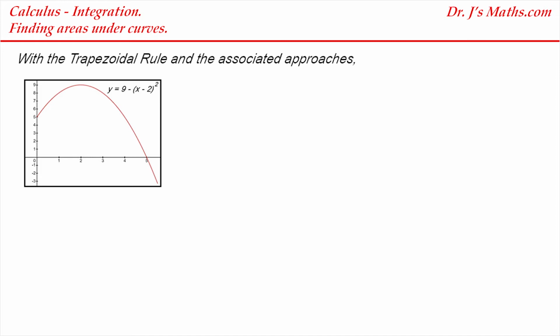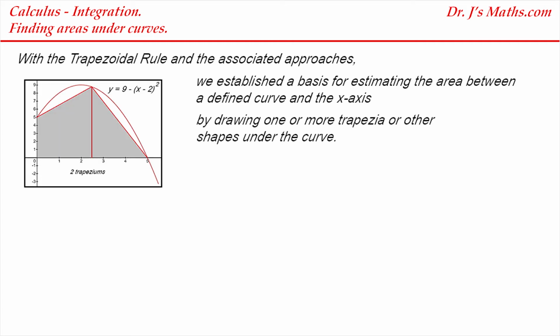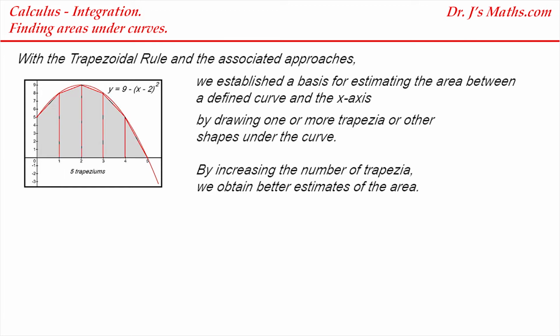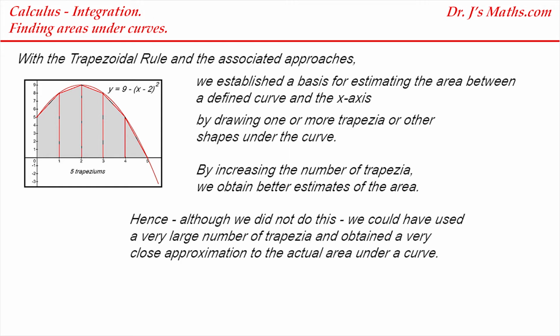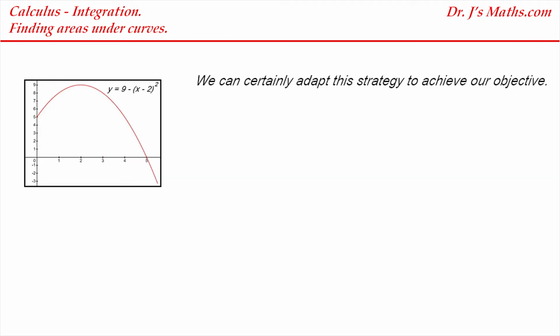With the trapezoidal rule and the associated approaches, we established a basis for estimating the area between a defined curve and the x-axis by drawing one or more trapezia or other shapes of the curve. By increasing the number of trapezia, we obtained better estimates of the area. Hence, although we did not do this, we could have used a very large number of trapezia and obtained a very close approximation to the actual area under a curve. We can certainly adapt this strategy to achieve our objective.